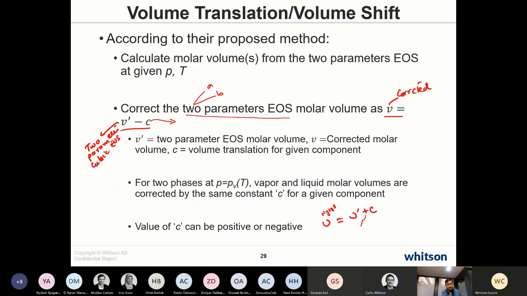So yeah, that's what Curtis is saying: in HYSYS, this corrected molar volume term here is calculated with this plus sign instead of this negative sign.